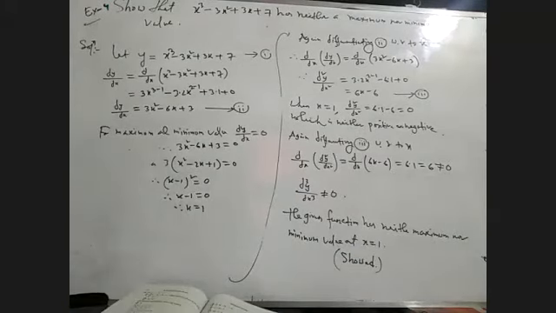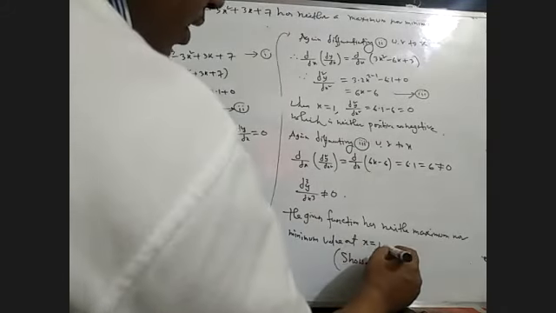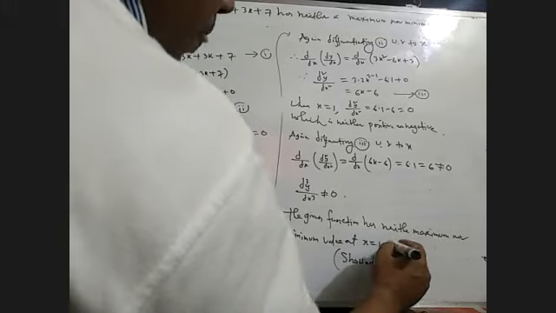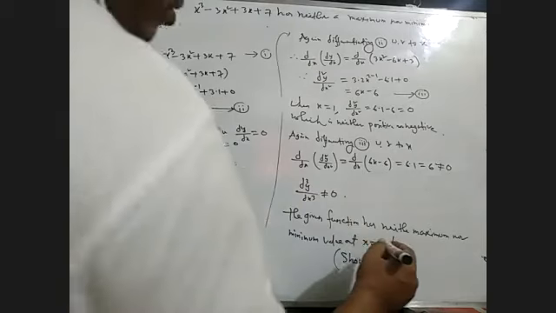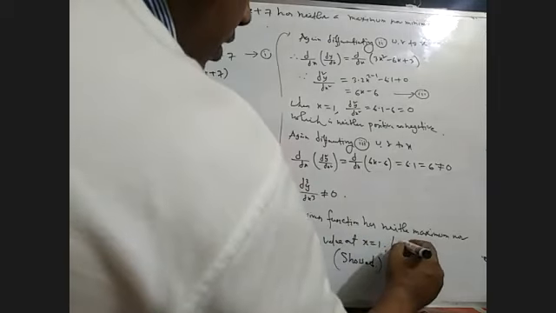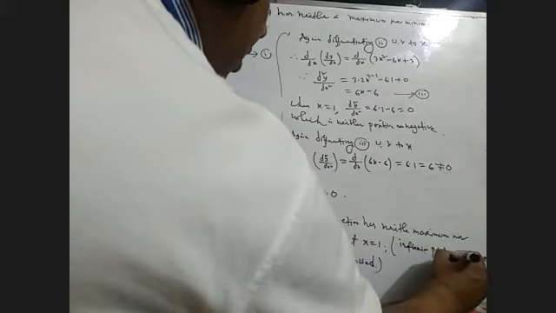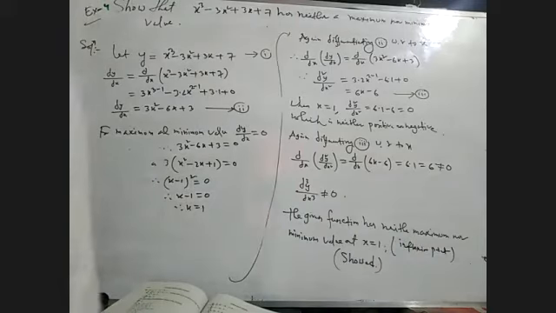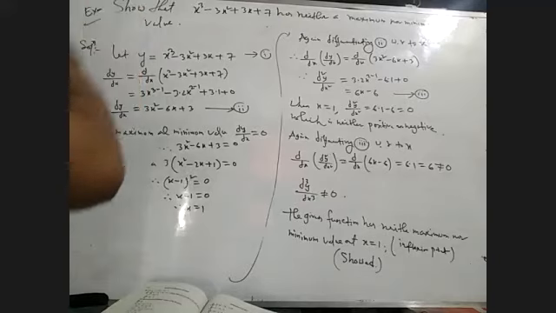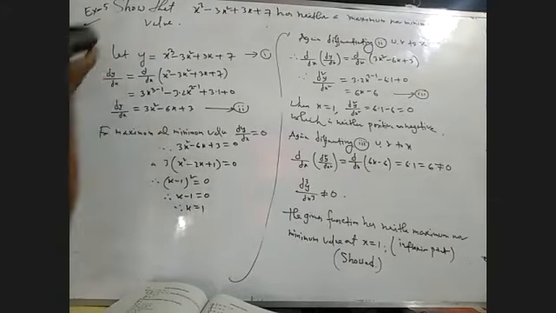So according to the definition of inflection point, this is an inflection point, remember it. The point at which neither maximum nor minimum value occurs is an inflection point, remember it. This x equals 1 is the inflection point here. Now we'll try to find the inflection point of another example. This will be example 5, same procedure.